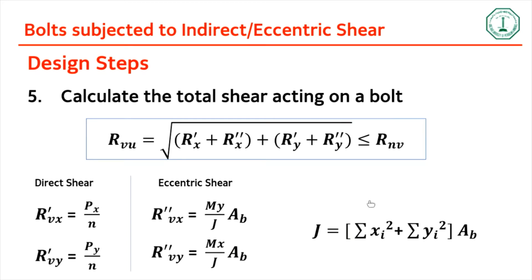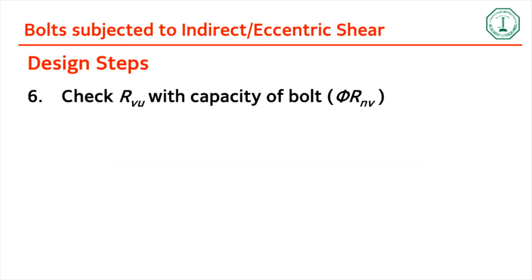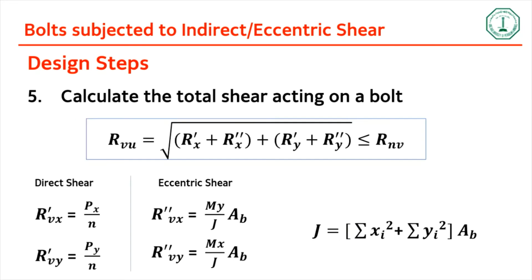We'll discuss this one. And I have just missed out something here. This is supposed to be squared, and this is supposed to be phi Rn. I don't know why I missed these. I will make the correction before uploading. Then based on the value of Ru that you found, you can check it against the capacity of the bolt. If it is less than the capacity of the bolt, which means that your design is safe.